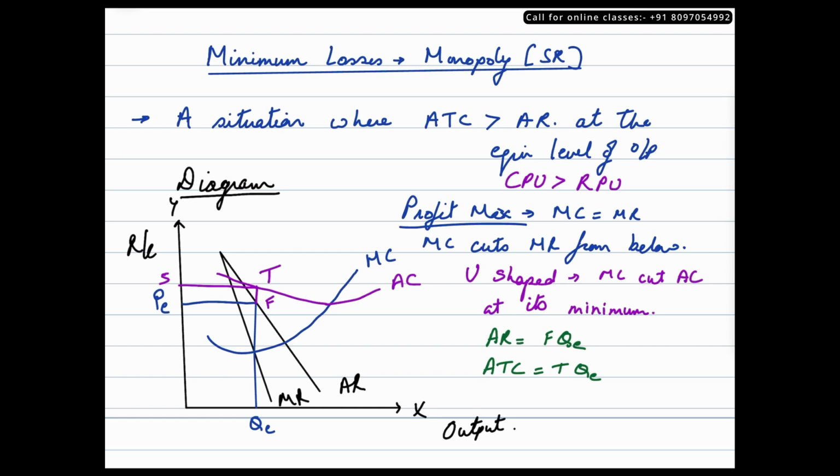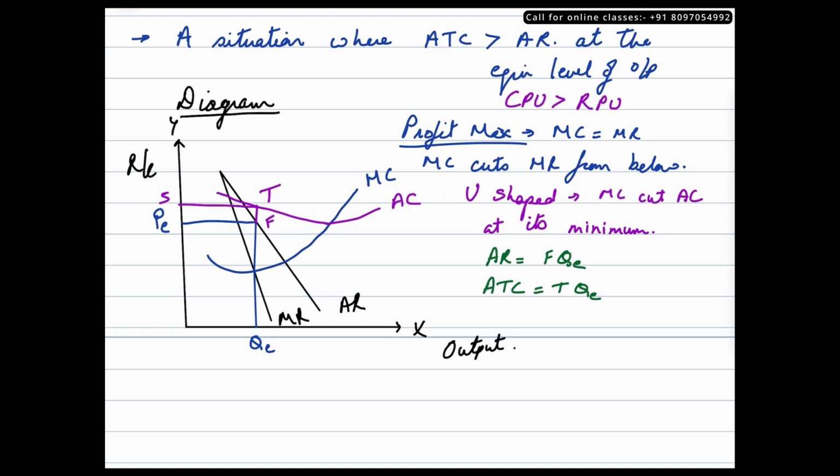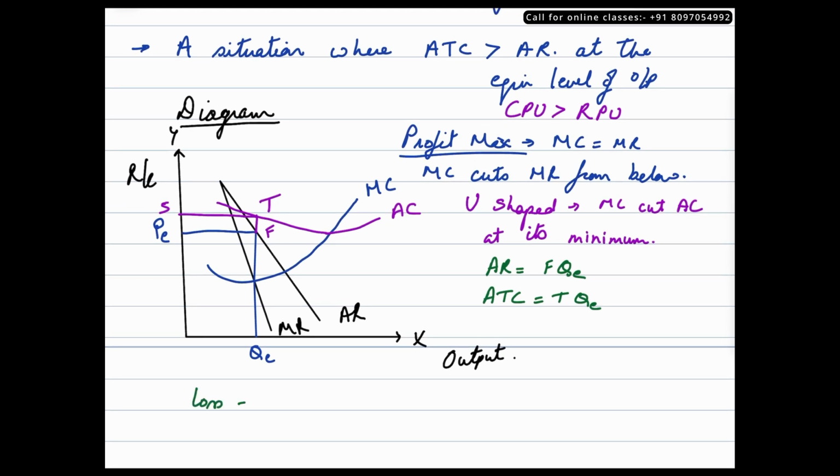Now if we see, this is your average revenue, whereas this is your average cost. So we know that average total cost is greater than average revenue, giving this firm a loss equivalent to this region. Alright, let's write that as well. Let me just scroll it up a bit. So what is the loss? Loss is equivalent to S, T, F, PE. This entire zone is the loss.